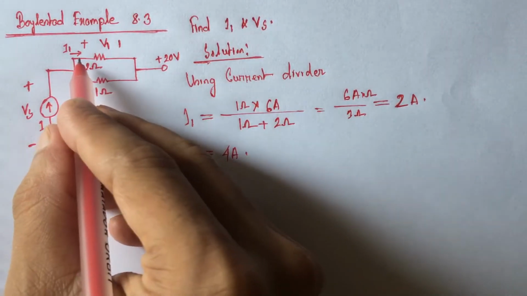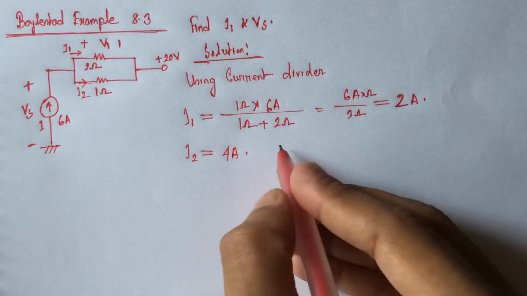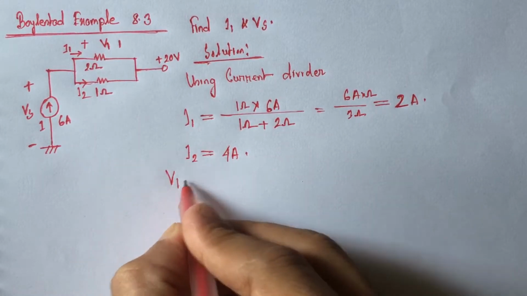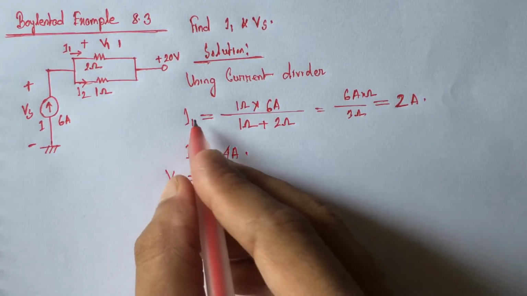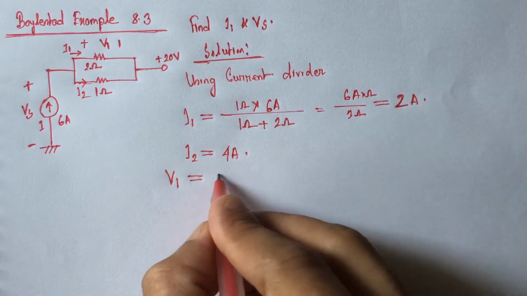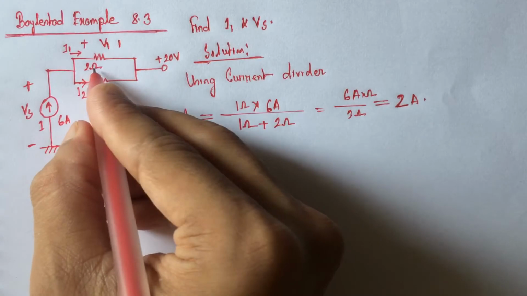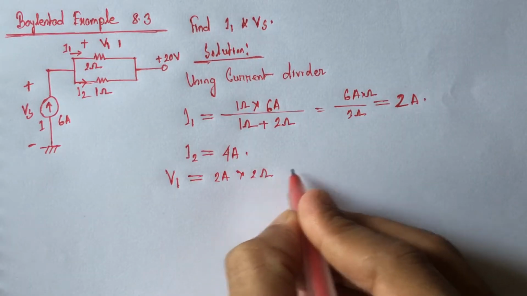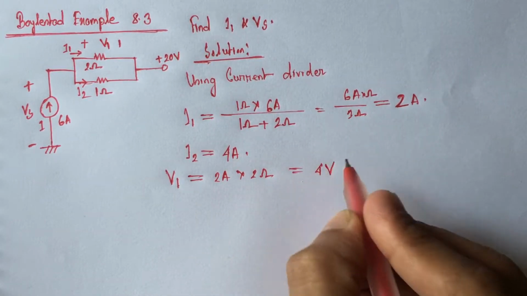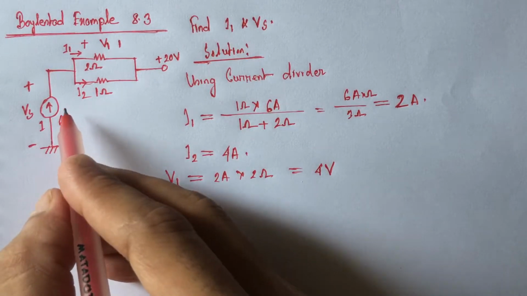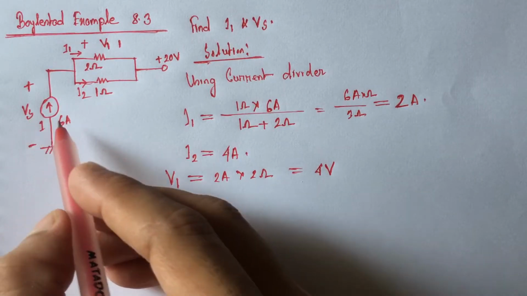Now the voltage V1 is equal to the current I1 which is 2 ampere multiplied by the resistance which is 2 ohm. So this is 4 volt. Now we have to identify the voltage Vs.